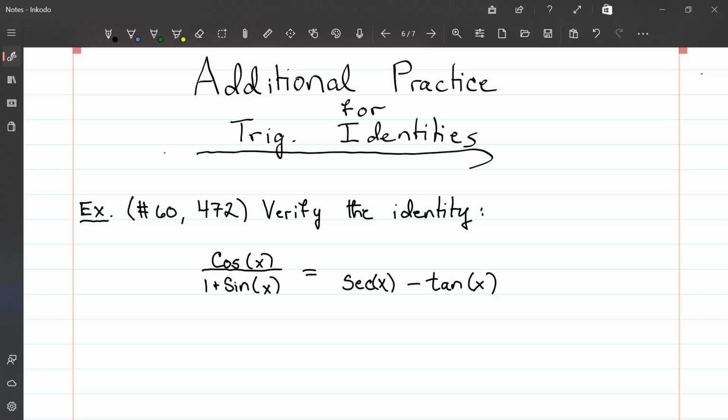So saying, we're going to begin this exercise right here, number 60 in our textbook on page 472, and it's a standard verify the identity sort of problem. Remember that I can't work with the full equation as it's written here. If I do that, I run into logical problems. I can only really work with either the left or the right-hand side independently.